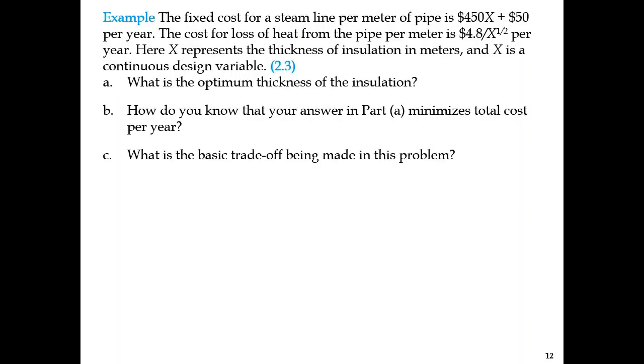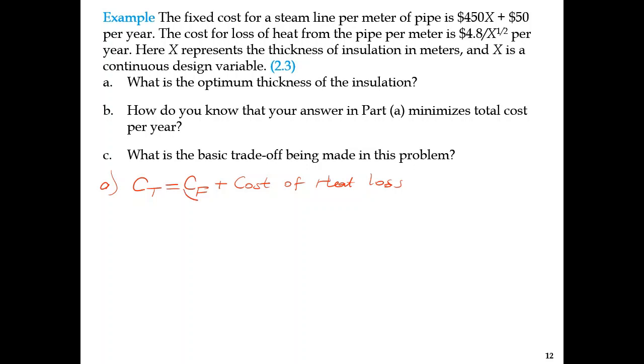Now let's return back to our example. In this example, we are trying to find the optimum thickness of the insulation material in part A. And let's try to solve it. So first thing is to write the total cost. Okay, so I'm going to write this as CT, which is equal to the fixed cost. I will write CF plus the cost of heat loss.